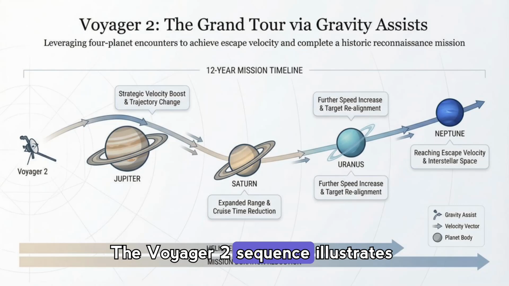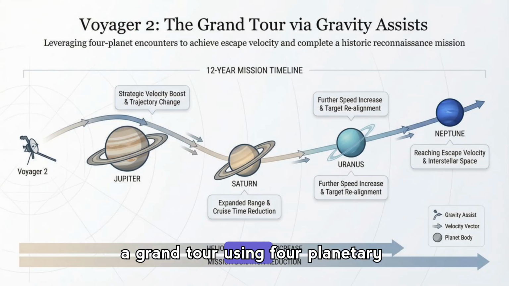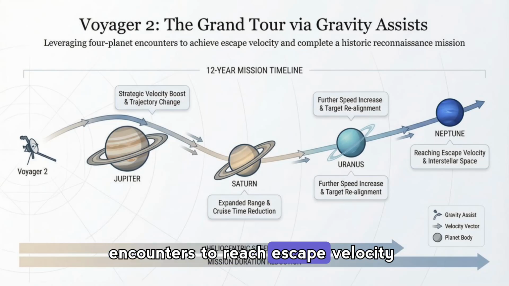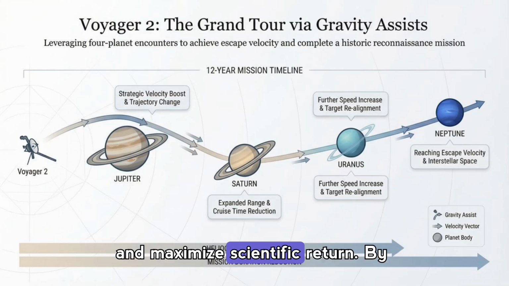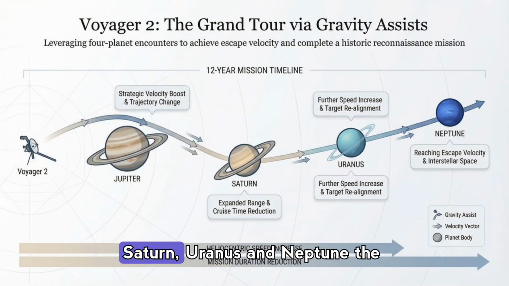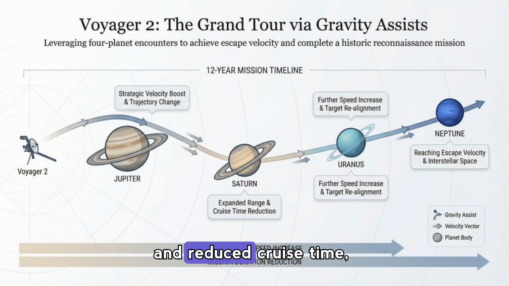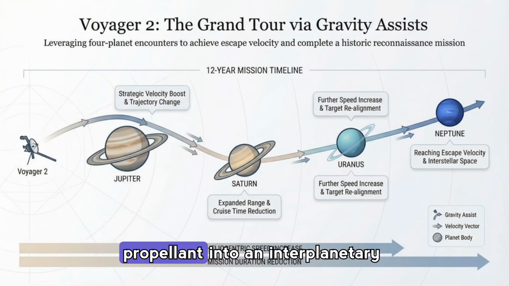The Voyager 2 sequence illustrates a grand tour using 4 planetary encounters to reach escape velocity and maximize scientific return. By chaining gravity assists at Jupiter, Saturn, Uranus, and Neptune, the spacecraft gained successive boosts that increased heliocentric speed and reduced cruise time, demonstrating how well-timed planetary flybys can turn limited propellant into an interplanetary reconnaissance capability.